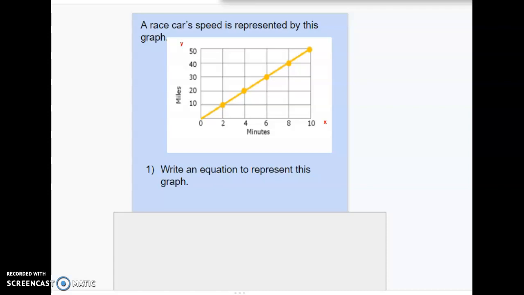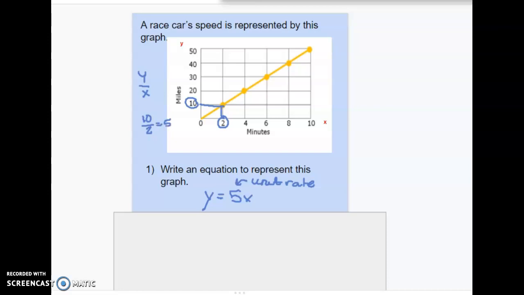Okay, so your answer here should have been y equals 5x, right? The 5 is the unit rate. And let's look at the graph and remember how to do the unit rate. Remember, we always need our y over our x. Here's our y, which is 10, and our x, which is 2. So 10 divided by 2 equals 5.